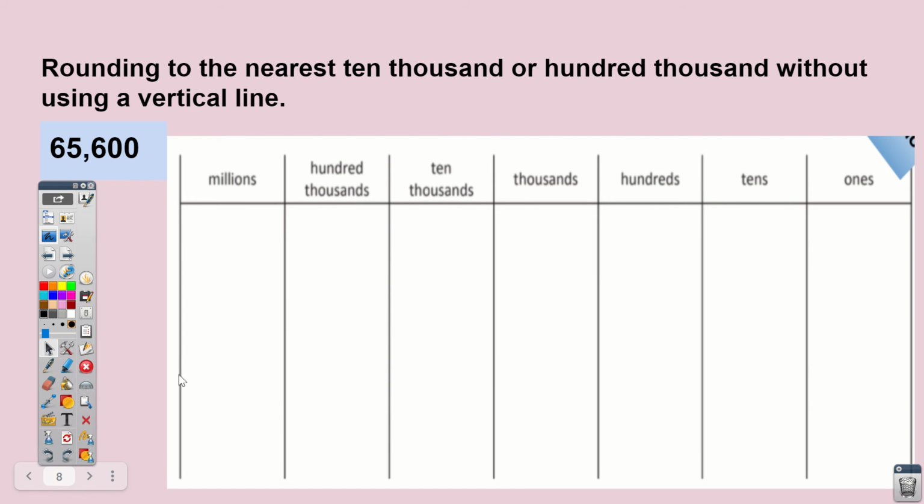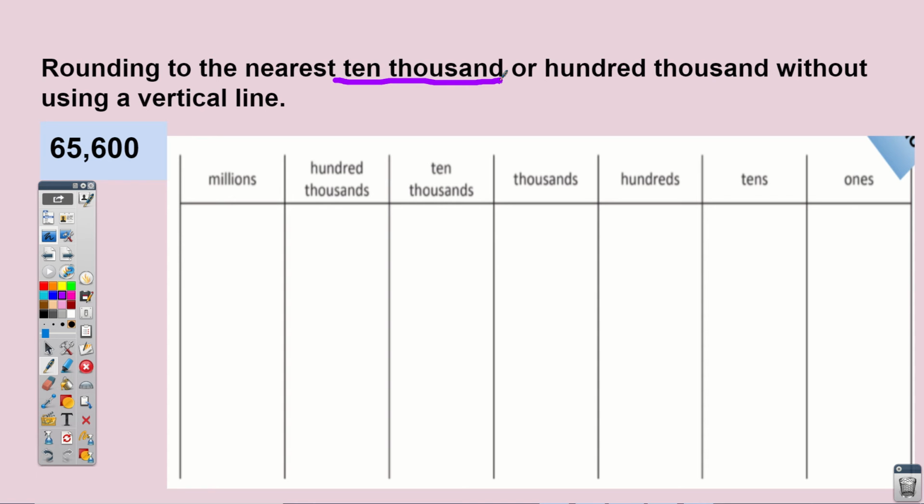Next, we're going to be rounding to the nearest 10,000 or 100,000 without using a vertical number line. Again, we could try to use our place value chart. I am now going to start putting in the digits in the place value chart. We know another strategy is to have the number written out so we can underline the digit that we are going to be rounding and then circle the digit next door. Because this number only has 5 digits, that means that we could only round it to the nearest 10,000.